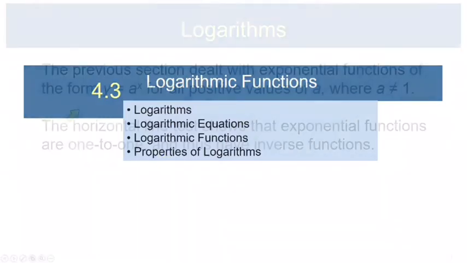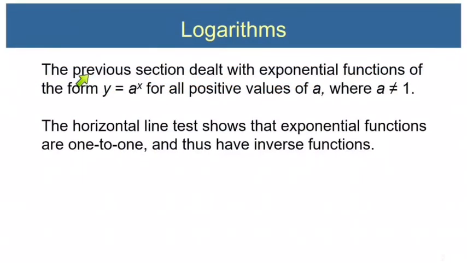Here we go. Now you'll remember that the previous section dealt with exponential functions that looked like this: y equals a to the x. And remember we said a couldn't be 1. If you remember the graphs of the exponential functions that we looked at, they did pass the horizontal line test, so we know that exponential functions are one-to-one, and therefore we know that exponential functions can have an inverse function.